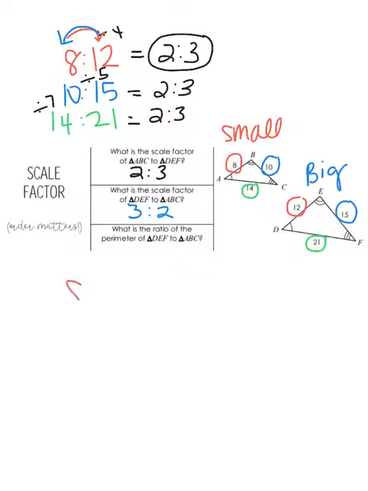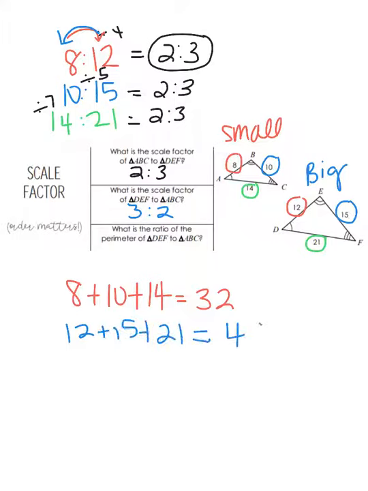So let's do the small triangle. 8 plus 10 plus 14 is 32. And the big triangle is 12 plus 15 plus 21 is 48. So we're doing DEF to ABC, so that's big triangle to small triangle. So 48 to 32. Reduce this. These both divide by 8. So let's divide them by 8. 48 divided by 8 is 6. 32 divided by 8 is 4.